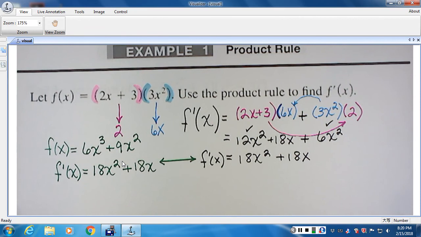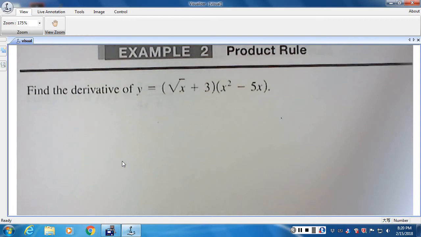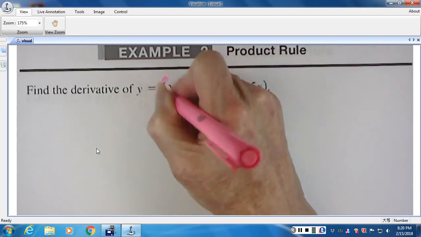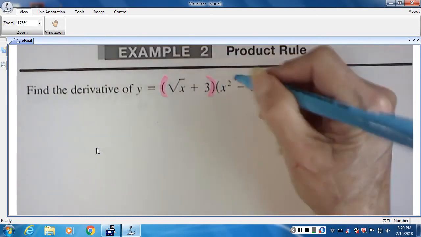You ready to try another one? Now this one's a little more complicated. That's why I said, you can multiply it out, but multiplying this out could get ugly. So when we start working with this one again, you want to pay attention to the fact that you have 2 sets of parentheses. Therefore, you have 2 factors.